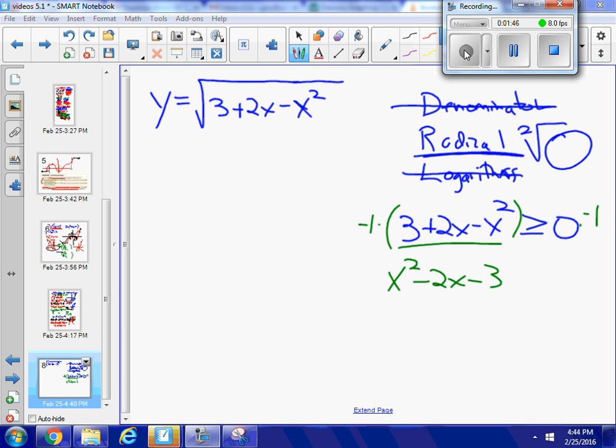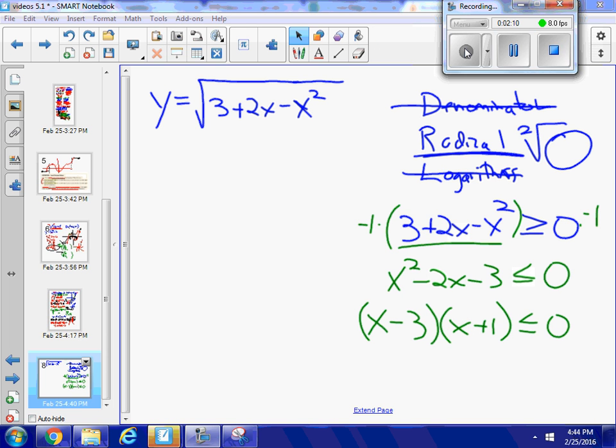And you remember, when you multiply or divide both sides by a negative, you have to flip the inequality sign. So less than or equal to 0. I'm going to factor this, and I get x minus 3 times x plus 1 is less than or equal to 0.